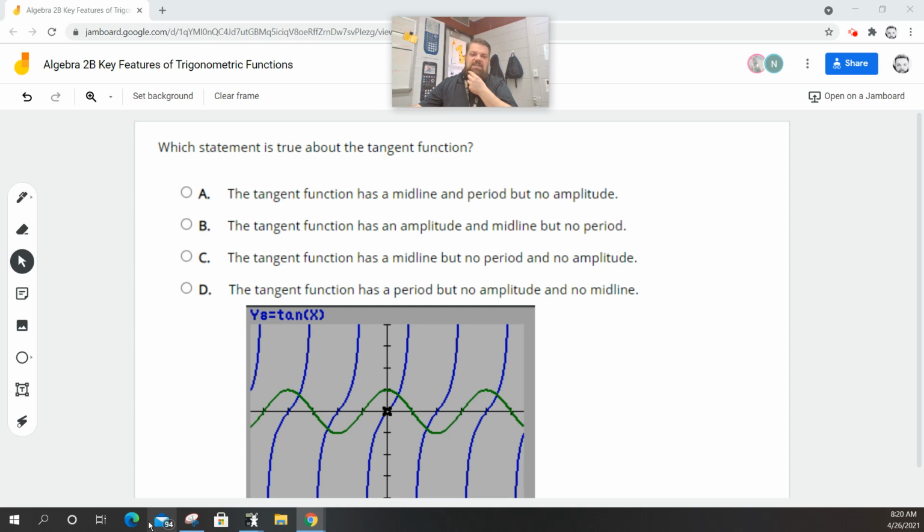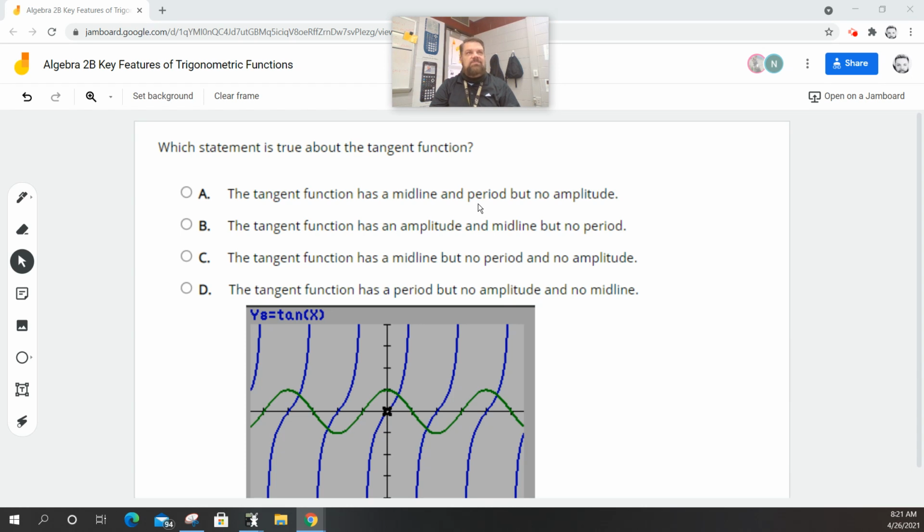It doesn't really, how do I word this? Yeah, it's because it's sine over cosine, there's an interesting thing. It certainly has a period. It can have an amplitude to some degree. So when we take that function and we multiply it by a number, it stretches it vertically. The way that we measure it is not the same.